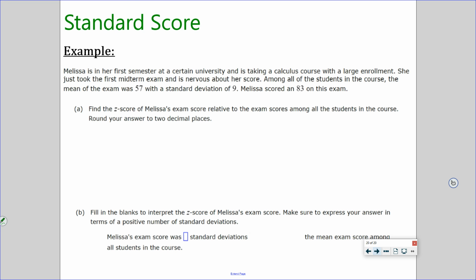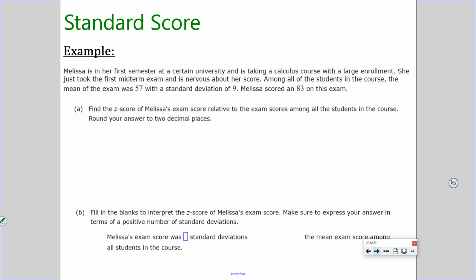All right, last one, and we're done. Melissa is in her first semester at a certain university and is taking a calculus course with a large enrollment. She just took the first midterm exam and she's nervous about her score. Among all the students in the course, the mean of the exam was a 57, with a standard deviation of 9. Melissa scored an 83 on the exam. We'll just assume they're talking percentages.